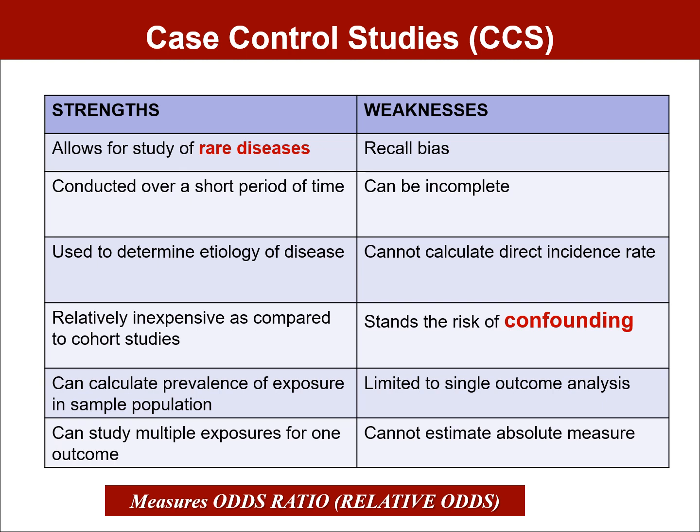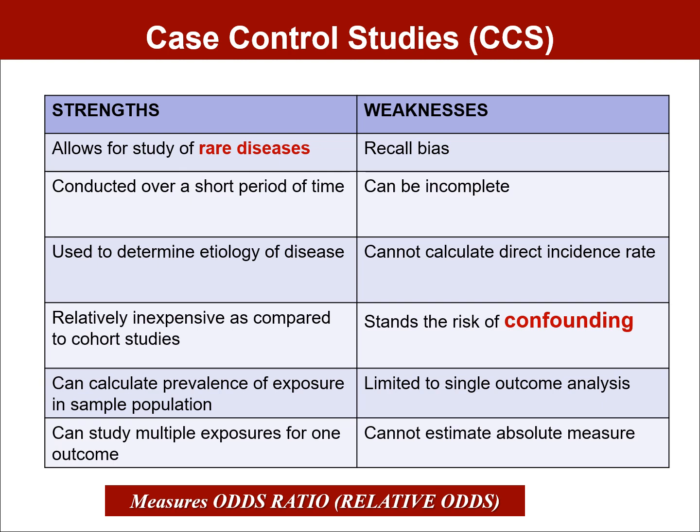You can also calculate prevalence of exposure, but you cannot calculate incidence, right? The reason being that incidence is a measure of new cases, while for case control studies, you're looking at something that has already existed, so you can only look at prevalence, which would be the total number of existing cases that you have available over that period of time. You also have the ability to study multiple exposures linked to one particular outcome, right?